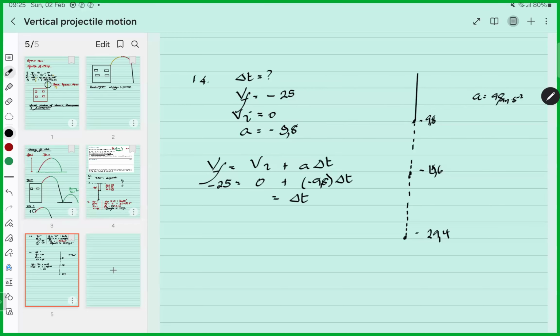By the way, T can never be negative. If you're calculating a time value and it's working out to be negative, it means that you messed up your convention somewhere. Go back and correct it. What's the answer? 2.54. It's 2,55. Okay.